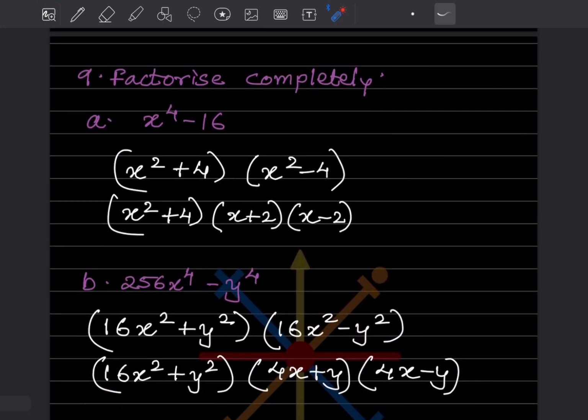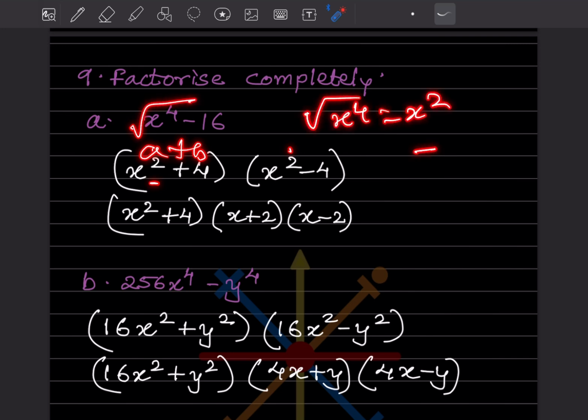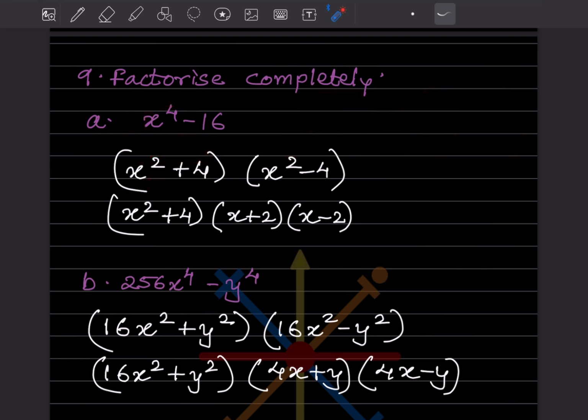Now here we have to factorize completely x4 minus 16. So this can be split up into, this is in the form of a square minus b square. So this we can take a plus b. So this is going to be root of x4, that is going to be x square. And this is going to be root of 16, which is 4. So this we can write as a plus b, and this will be a minus b.